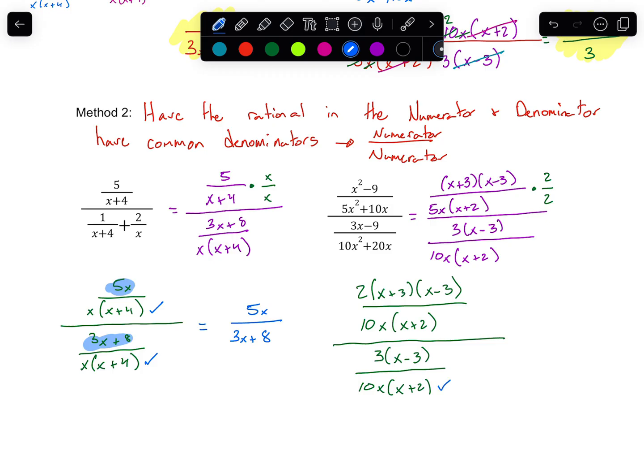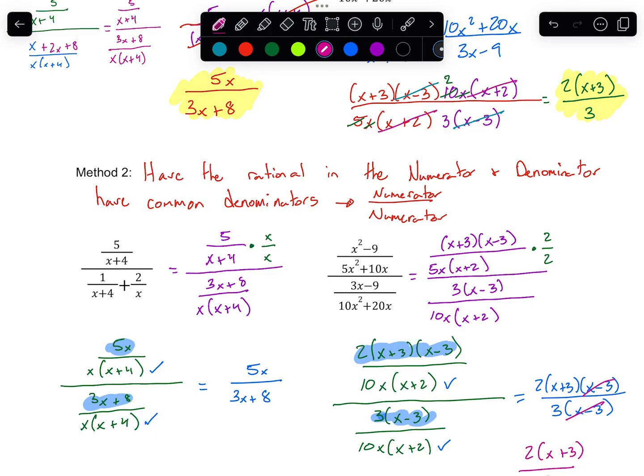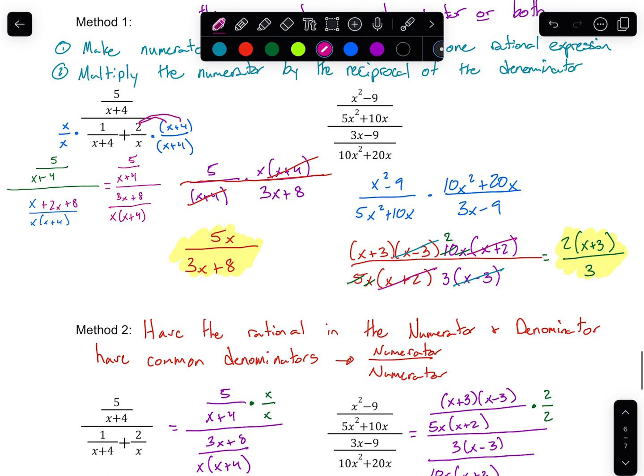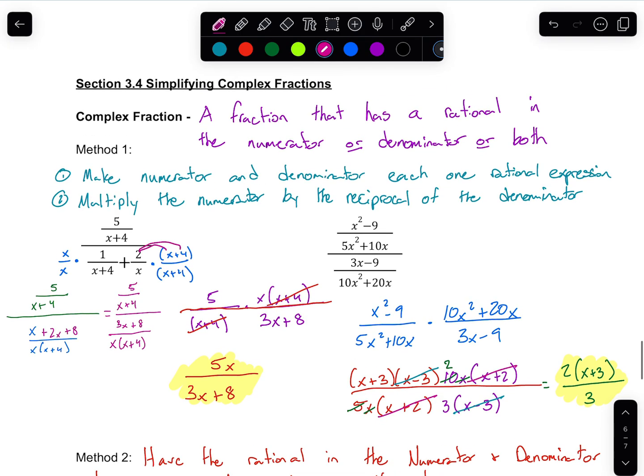So again, now that I have a common denominator here, I can go ahead and take this numerator over this numerator and rewrite it as 2 times x plus 3 times x minus 3 over 3 times x minus 3. And then I'm just simplifying what I can. Both of those cancel out to leave us 2 times x plus 3 over 3, which again is what we had up there. So both of those are methods for simplifying complex fractions.